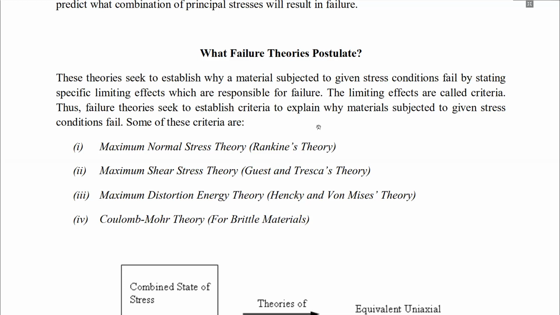We have the maximum normal stress theory, also known as the Rankine theory. The maximum shear stress theory, also known as the Guest and Tresca theory. We also have the maximum distortion energy theory, the Hencky and von Mises theory. Then the Coulomb-Mohr theory, which is mainly for brittle materials.